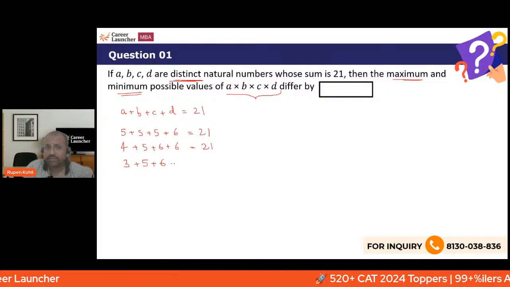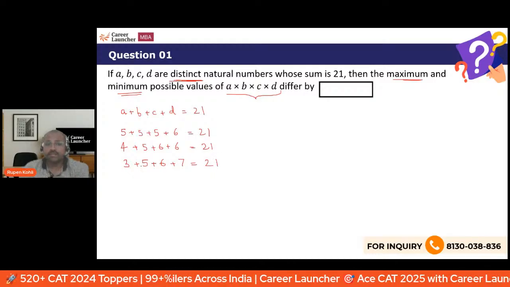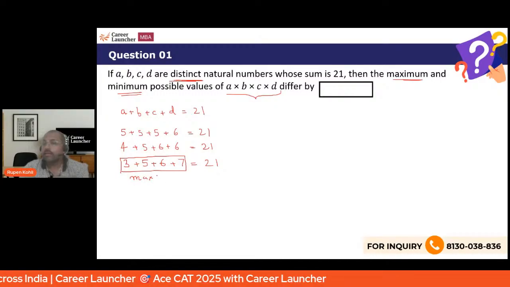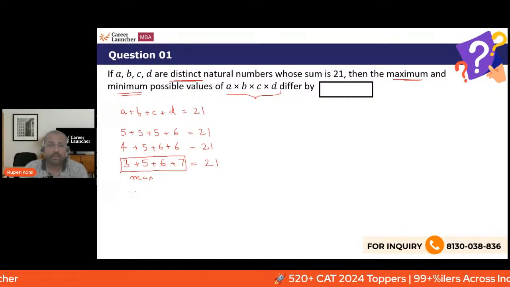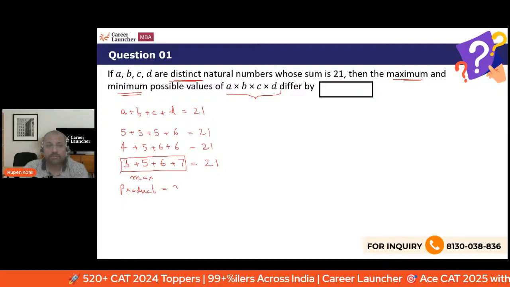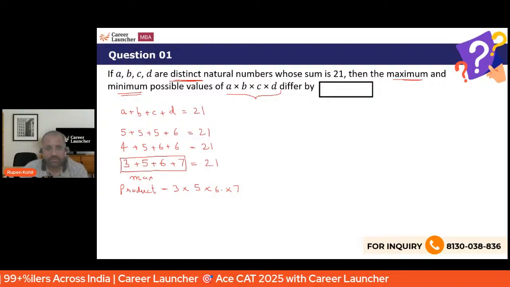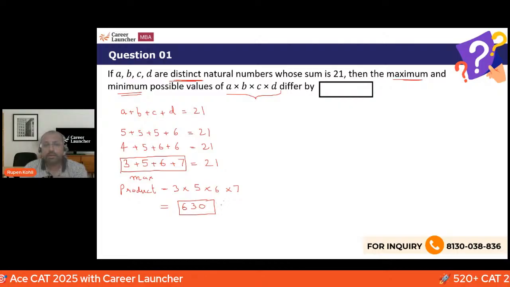So 3 5 6 7, can I say that is the most optimum scenario in which I have 4 distinct natural numbers? It can't get better than this. So this is the combination which would maximize the product. It can't get better than this. 5 6 7 are consecutive numbers. 3 is just too short of 5. So therefore, the maximum of the product is the product of these numbers, which is 3 5 6 7. So 3 into 5, 15 into 6, 90 into 7, that is 630. That is the maximum product.